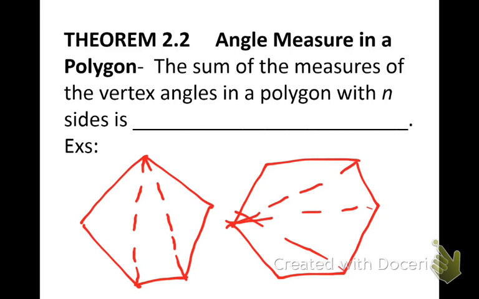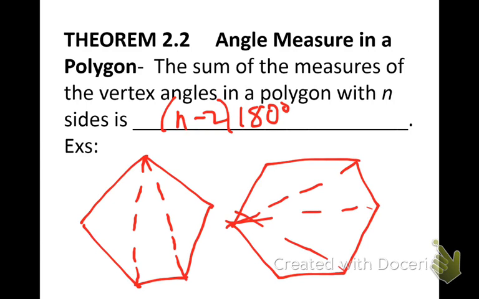What do we multiply 180 by? It's not the number of sides. Madeline. The number of triangles, and the number of triangles will always be what compared to the number of sides? Chris? Yes, minus 2. So we could express that as n minus 2 times 180. The number of sides minus 2 times 180.